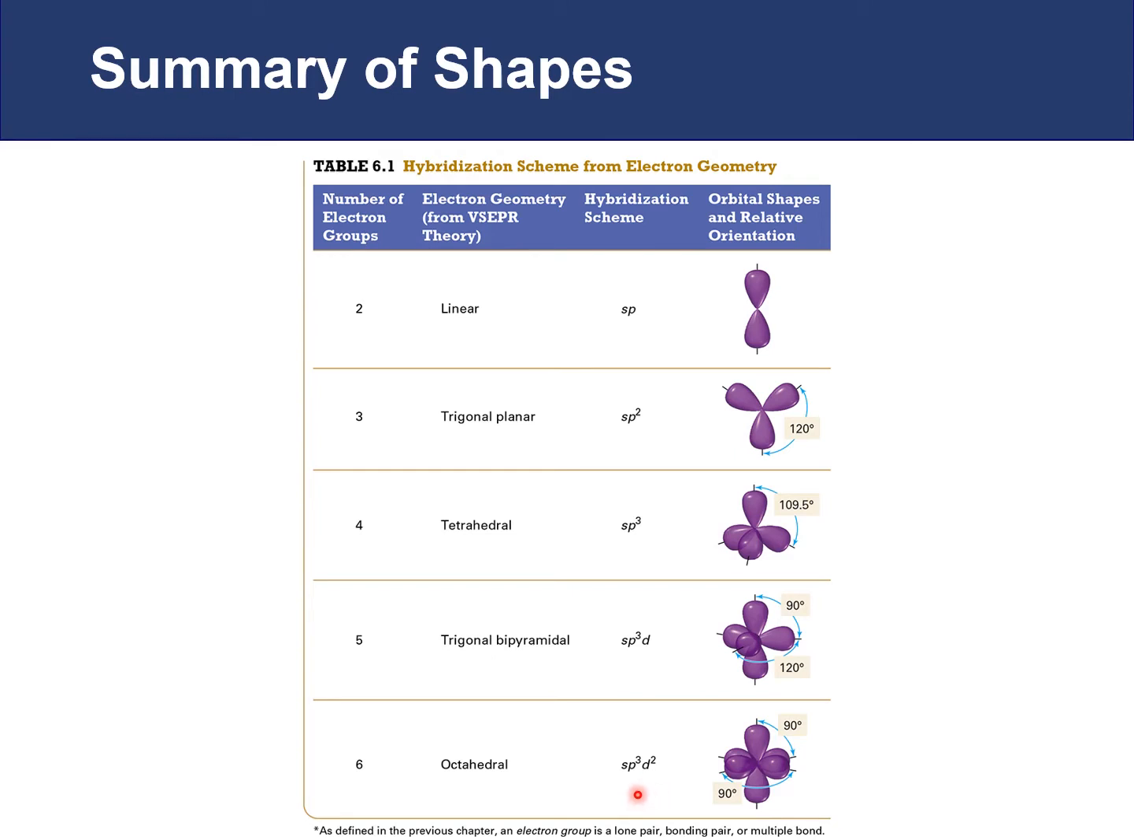You can see that the correlation between the hybridization scheme and the number of electron groups is essentially that the number of electron groups tells you how many orbitals you are mixing together to come up with your hybrid orbitals. For the 2, we have a single s and one p. For the 3, there is one s and two p's for a total of 3. For the 4, there is one s and 3 p's, which is a total of 4 orbitals. For 5, it's one s, 3 p's, and a d, which is 5 orbitals. And for 6 electron groups, it's an s, 3 p's, and 2 d's for a total of 6.